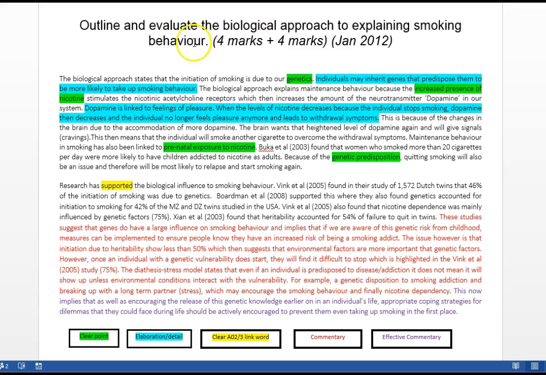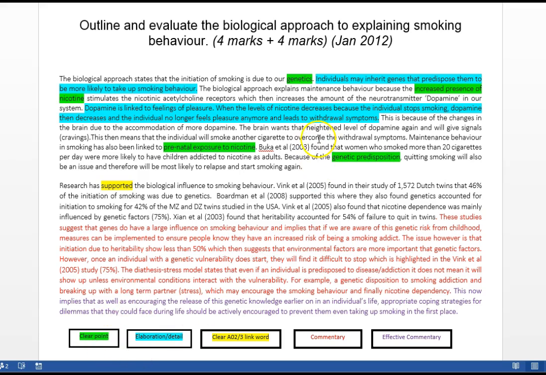I tried to highlight key things that I was doing, for example, because obviously, as we know, 4 marks goes towards our outline, and 4 marks goes towards our evaluation. And what I find is that evaluation is very, very poor with people, because they tend to just use bits that they've remembered from the textbook without actually really using it, if you understand what I'm saying. So in terms of the commentary and effective commentary, etc.